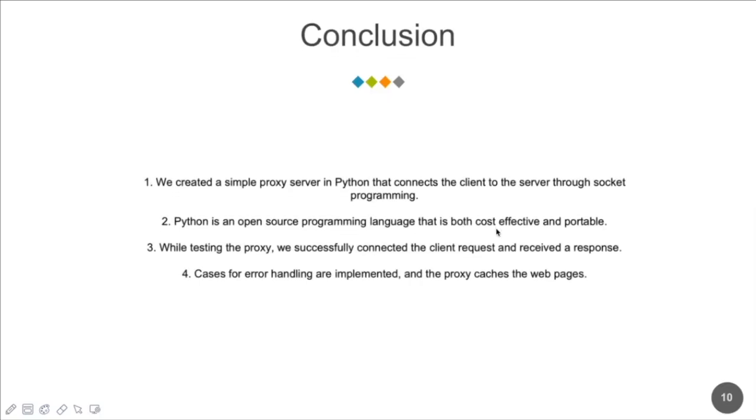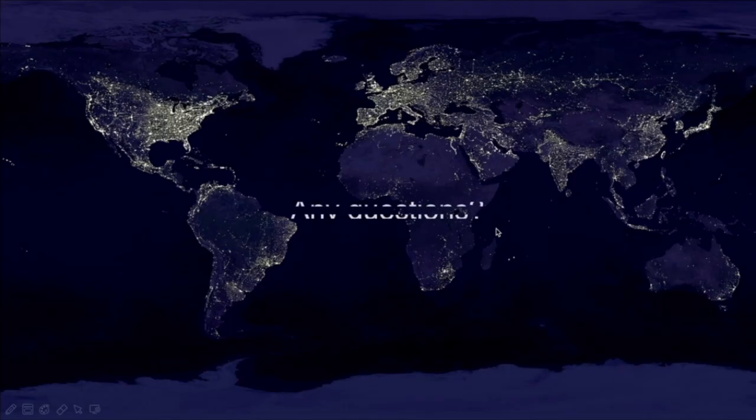And finally, to conclude this presentation, we created a simple proxy server in Python that connects the client to the server through socket programming. Python is an open source programming language that is both cost effective and portable. While testing the proxy, we successfully connected the client request and received a response. Cases for error handling are implemented and the proxy catches them.